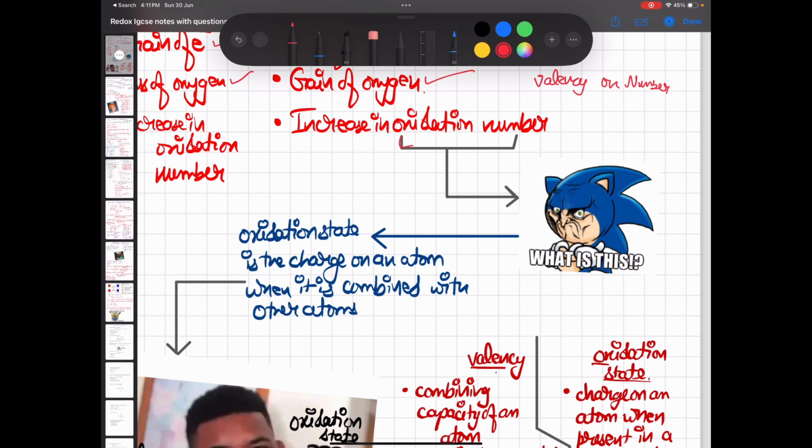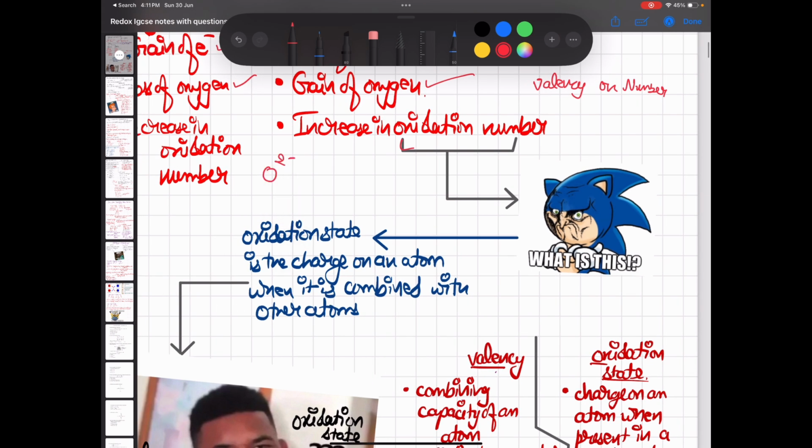See, in layman terms, I can tell you that oxidation number is the charge. For example, we discussed O2- here. So what is the charge on oxygen here? -2. So the oxidation number is -2. So what I have written here, oxidation state is the charge on an atom when it is in combined form. That is the point you should pay attention to. Whenever an element is present in combined form, the charge on it is the oxidation number.